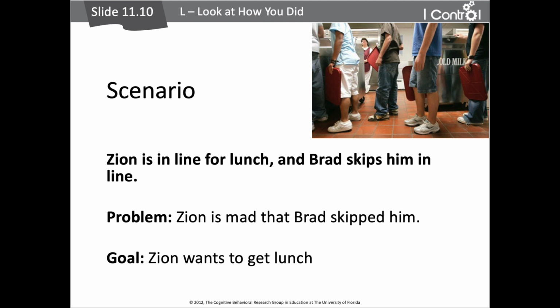The next week, Brad skips Zion again, but since he already went through the CNTRL steps, he knows he has to come up with a different plan. His new plan is to take some deep breaths to calm down and explain to Brad that it makes him angry when he skips him. This time, Brad backs off and goes back to his spot in line.